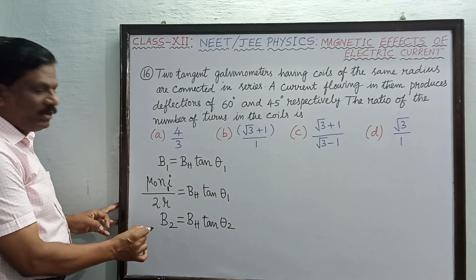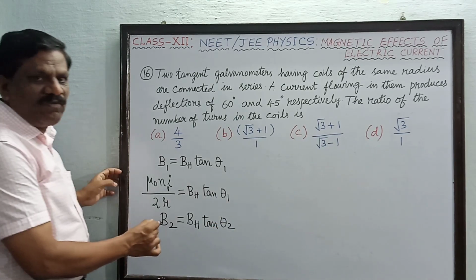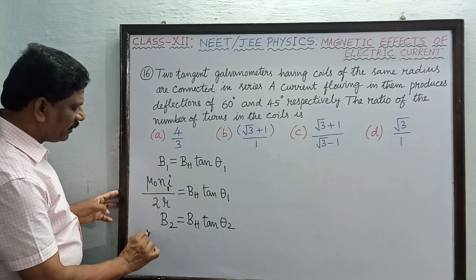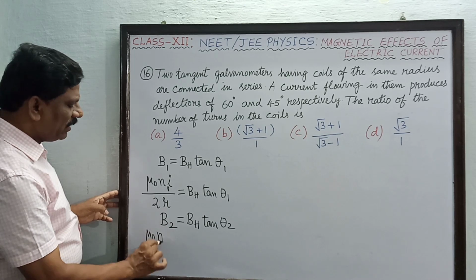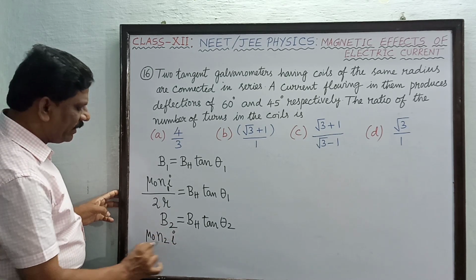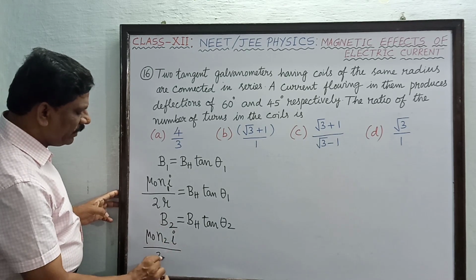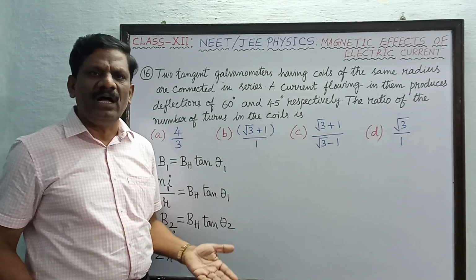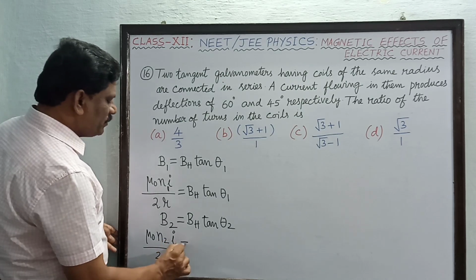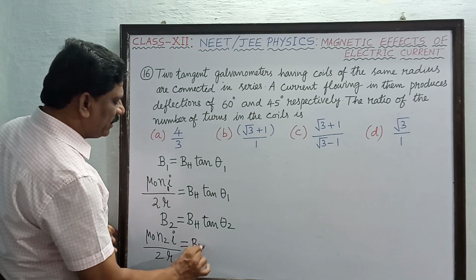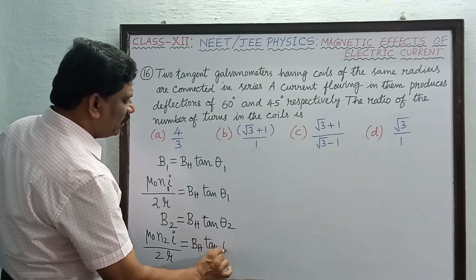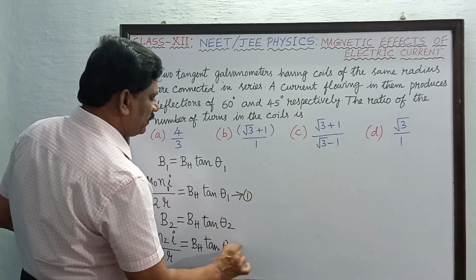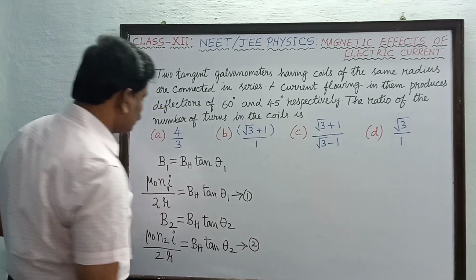So what is B2? The magnetic field due to the current flowing in the circular coil number 2. For that I will write the expression for B2: mu naught into N2 into I divided by 2 into R, because R1 is equal to R2 is equal to R is constant. So this must be equal to BH into tan of theta 2. So this is equation 1 and this is equation 2.